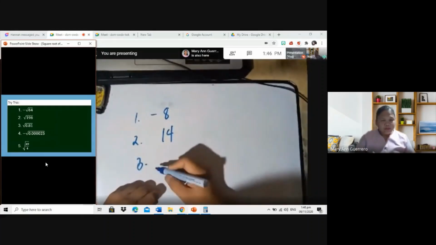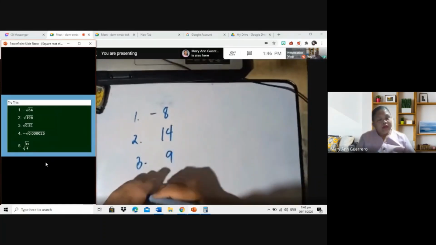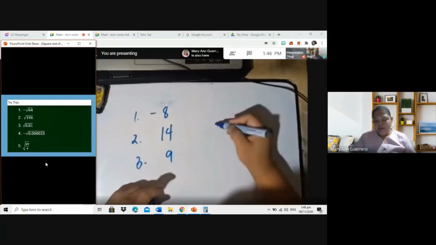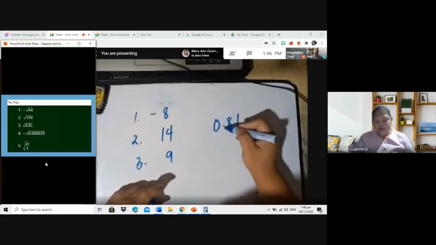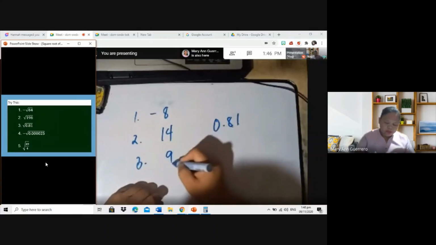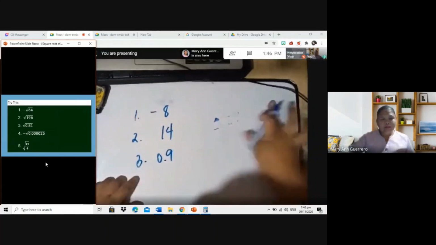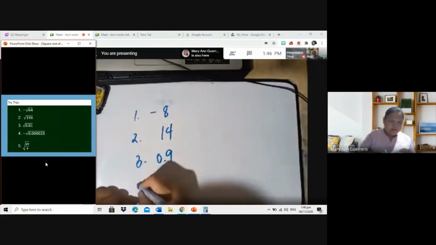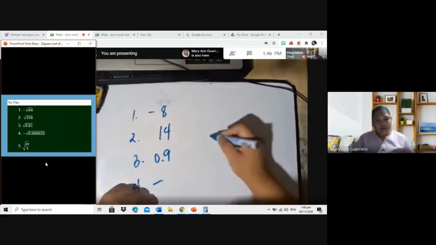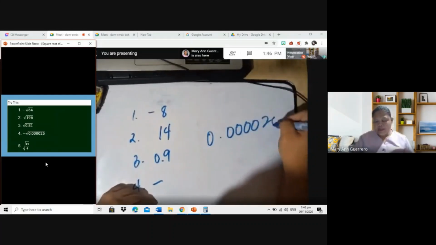Okay, number 3. Square root of 81 is 9. Okay, ilan yung digit after the decimal point? 1, 2. Oh, divide nyo lang yung sa 2. So that is 1. Okay, 1. Ano lang yan? 0.9. Okay? Wow, pinapahanap sa inyo yung number 4. Number 4, negative yan, 0 point, ilan yun? 1, 2, 3, 4, 5, 6.